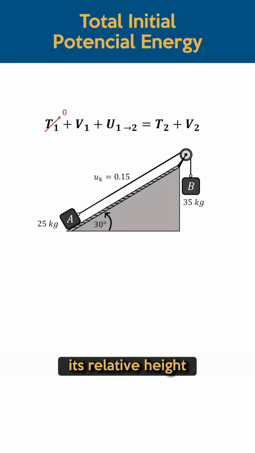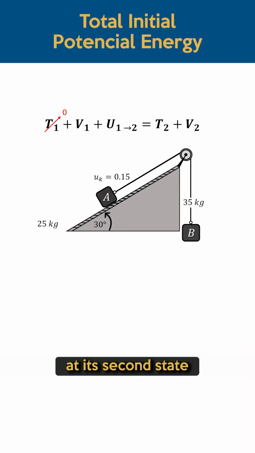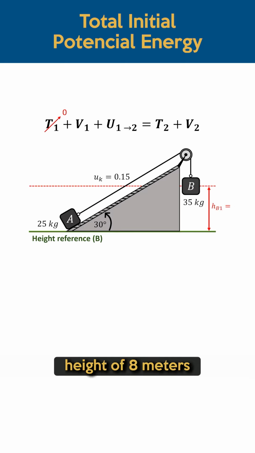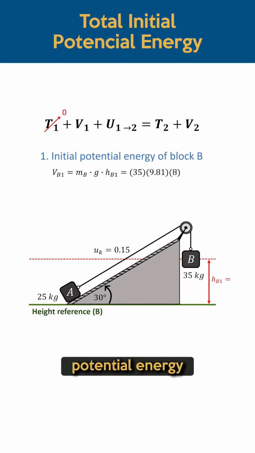We know that block B will travel a vertical distance of 8 meters, after which the system will arrive at its second state. So to simplify this problem, we can define our point of reference for block B at this final location. This leaves block B at a height of 8 meters above our reference location, which allows us to obtain an expression for its initial potential energy.